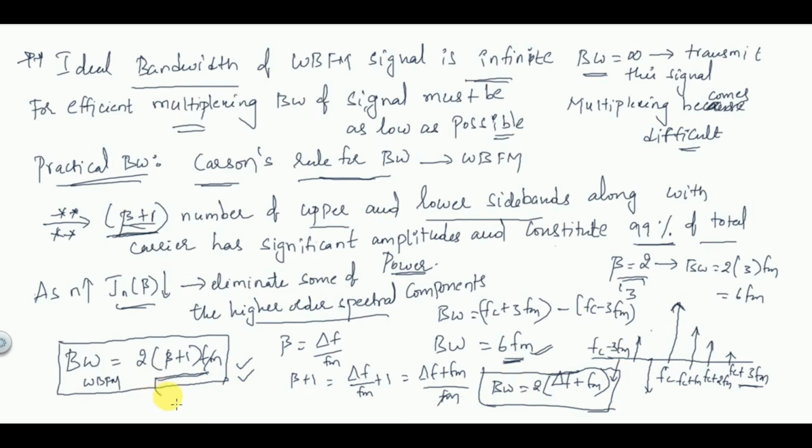This formula is called Carson's rule. This bandwidth formula is obtained from Carson's rule, and Carson's rule states that beta plus 1 number of upper and lower side bands along with the carrier will have significant amplitudes and constitute 99% of the total power. This is how we can calculate the power and bandwidth of a WBFM signal, both ideally and practically.